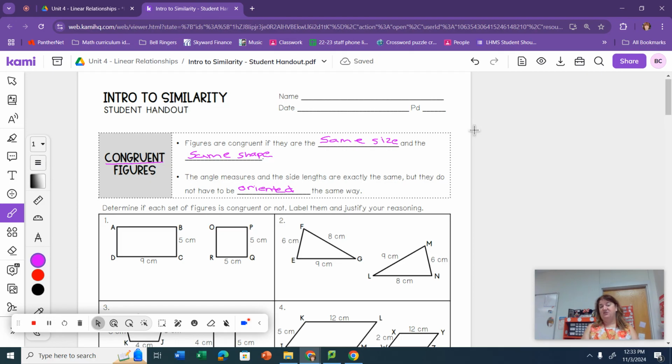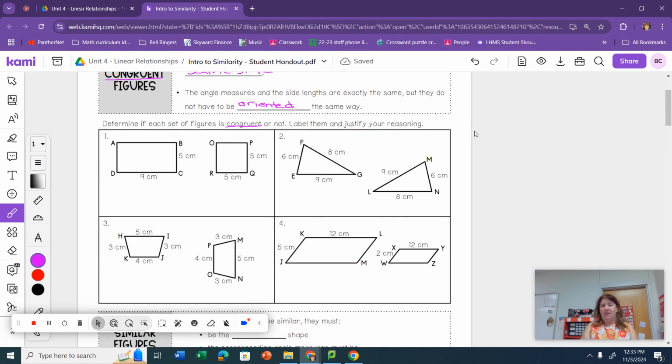Okay, determine if each of the set of figures is congruent, so that means same size, same shape. Label them and justify your reasoning. Well, I mean, we can just look at this. You've got a 9 here, you got a 5 here. So no, not the same size or shape. One's a square and one's a rectangle. So that would be no.